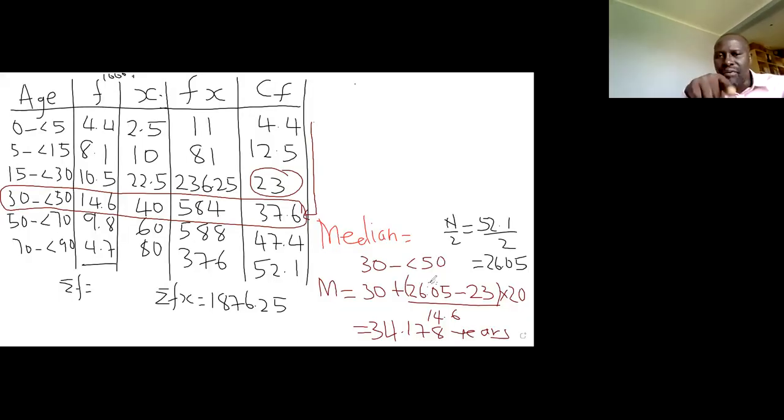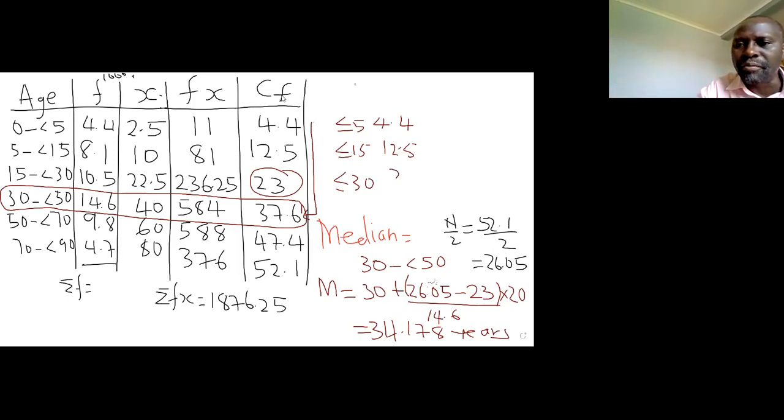Now, this cumulative frequency here, the 0 to 5, the 4.4 is for the under 5. So in real terms, you're saying those who are under 5 are 4.4, that is 4,400. Those under 15, like now they say you are 15 million who are supposed to go to school, it's the same thing. Under 15, they are 12,500. Under 30, so whenever you write cumulative frequency, this is what you mean. Under 30, they are 23. Under 50, they are 37.6. And the process is going on.